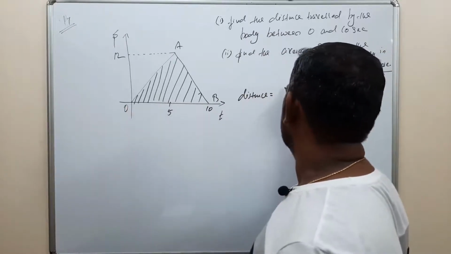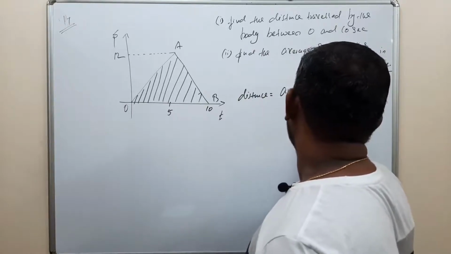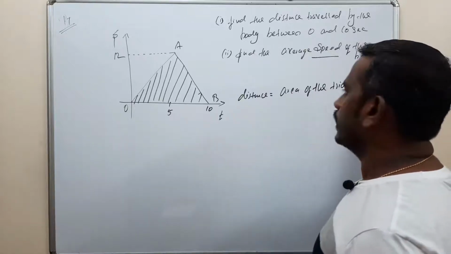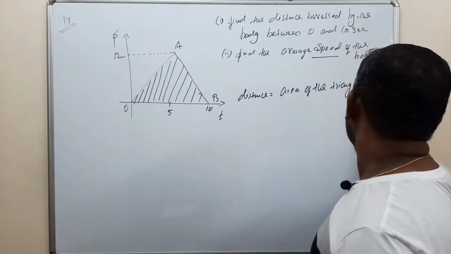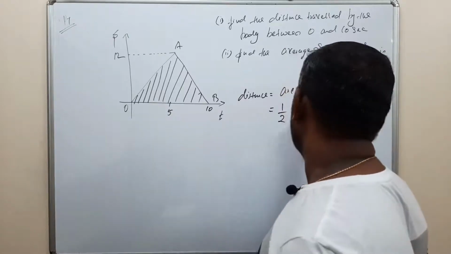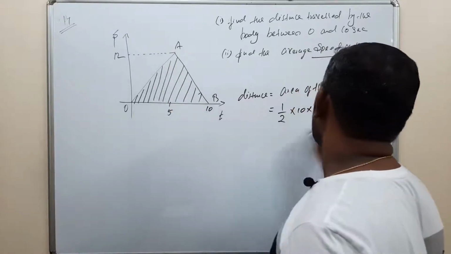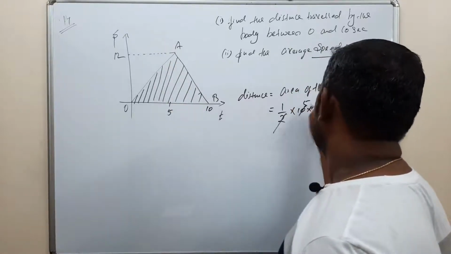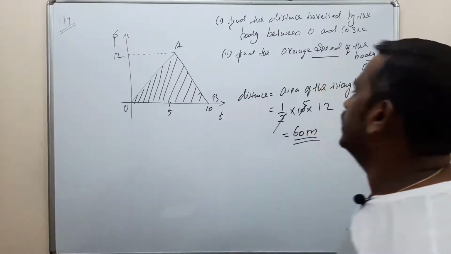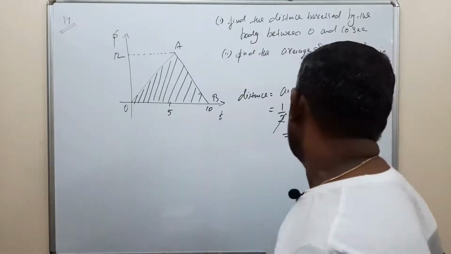So distance equals the area of the triangle OAB. That's equal to half into 10 into the height, that is 12. So 2 5 times, that's equal to 60 meter. That is the distance traveled by the body in the time interval 0 to 10 seconds.